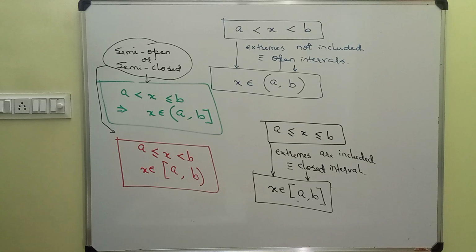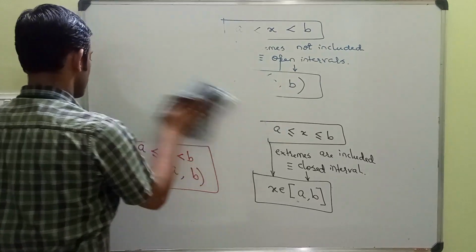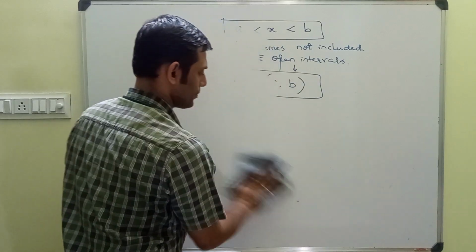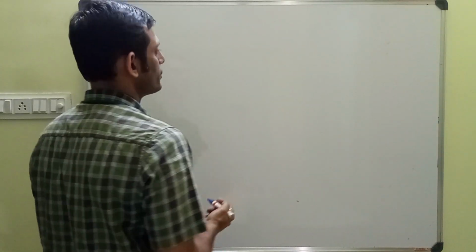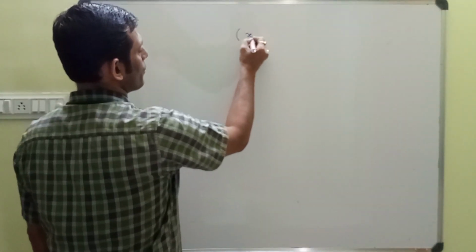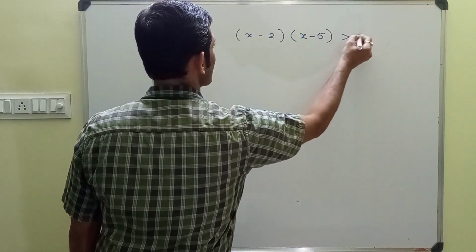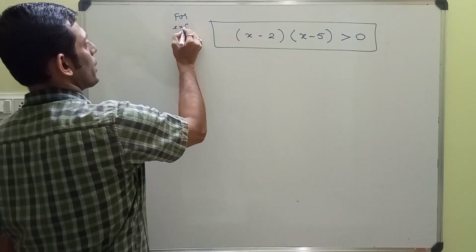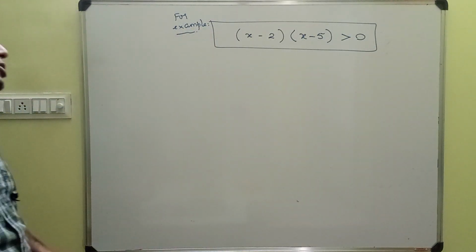Alright, now let's go to solving inequalities on a number line. The last and simple part of the discussion. Suppose I have an inequality like this, x minus 2 into x minus 5 greater than 0. If I have to solve this inequality, just for example, how do we do this?